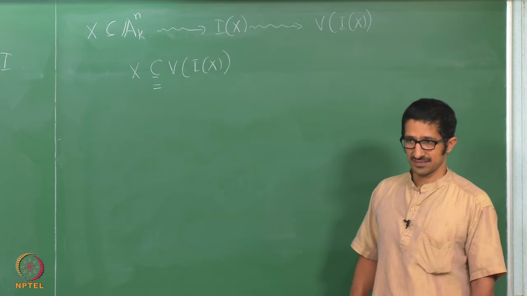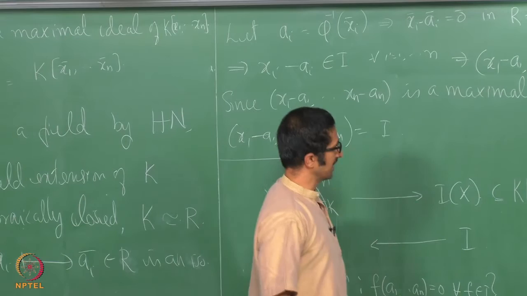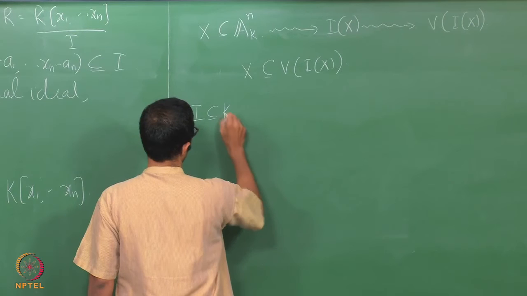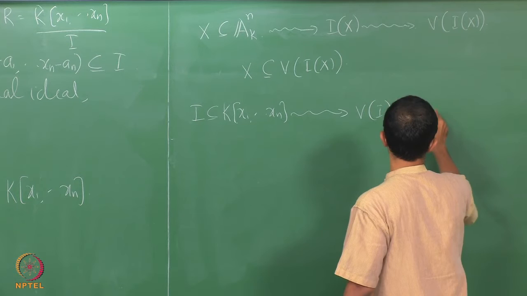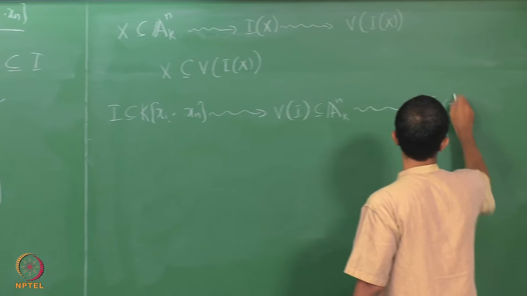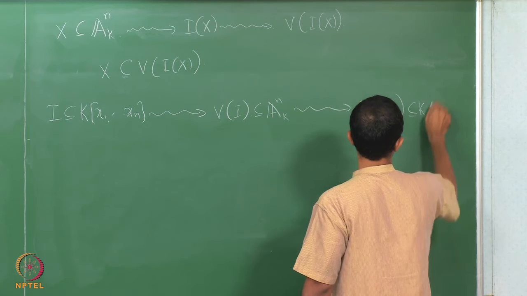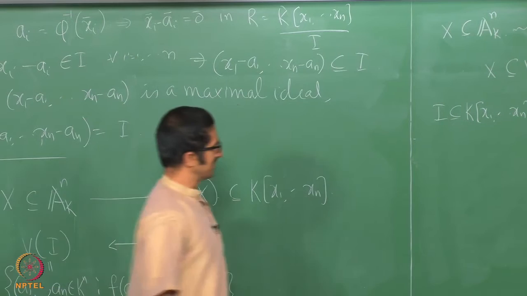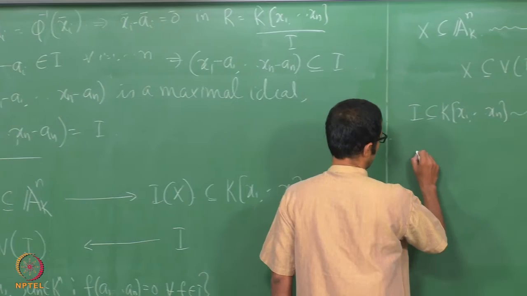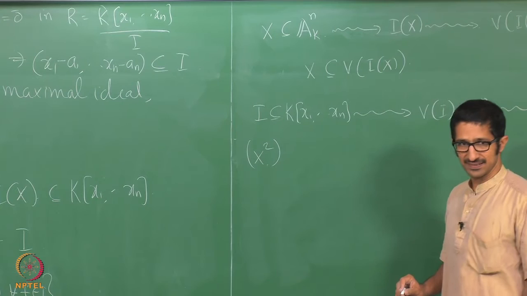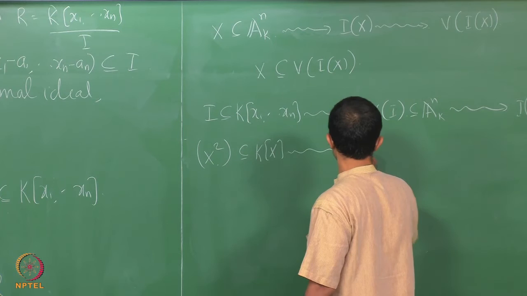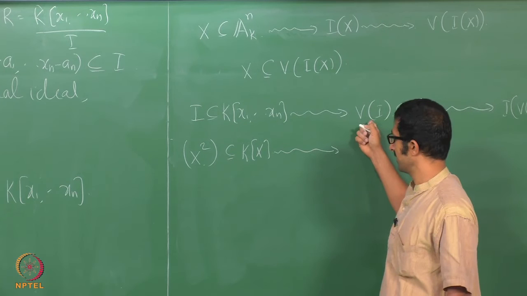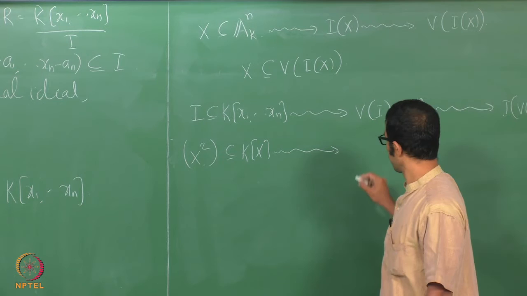Okay. So, let us look at the other one. I start with an ideal I in K[X1, ..., Xn]. I have V(I), which is a variety in A^n(K), and then I get back to I(V(I)) in K[X1, ..., Xn]. Let's start with a simple example here. Suppose I take the ideal (X^2) in K[X]. What is the zero set here? All elements which vanish on all elements of the ideal. What would be V(I)?